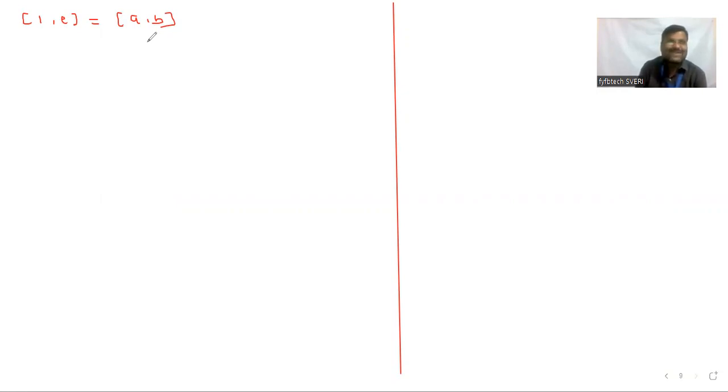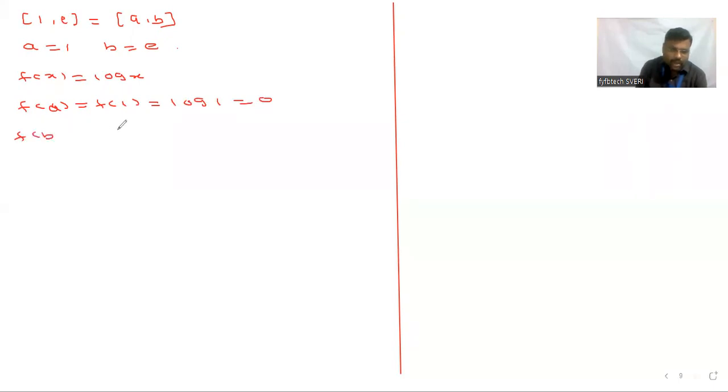Now, a is equal to 1 and b is equal to e. So what is f of x? f of x is log x. From that we calculate f of a, which is f of 1. What is log 1? 0. f of b is f of e. What is log e? 1. Very good.